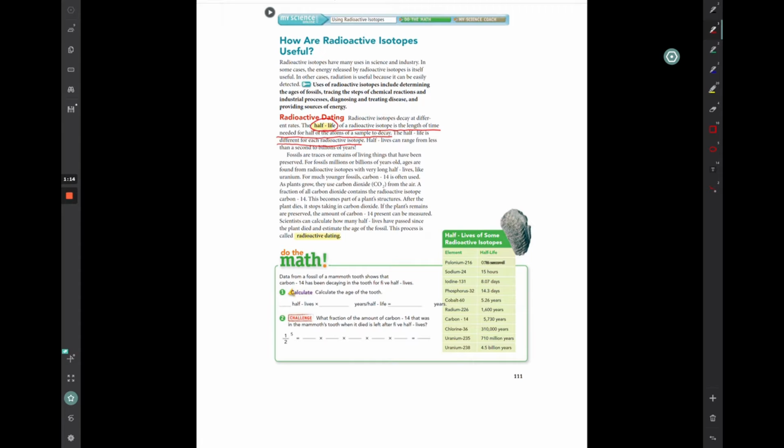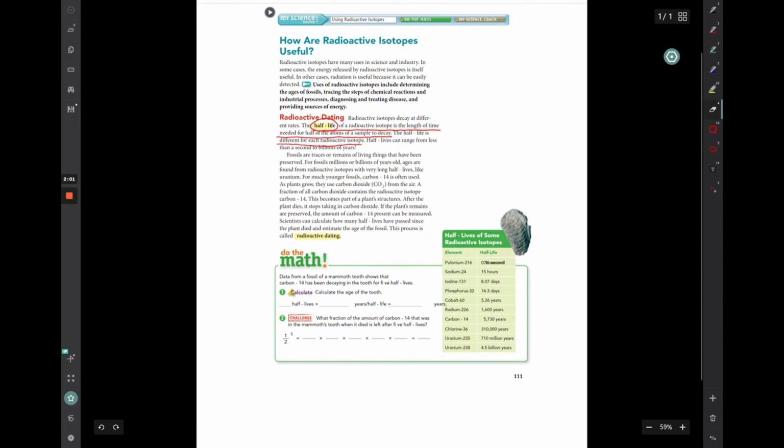So what that basically means is that as this atom begins to decay, it takes a certain amount of time for it to decay. So the half-life is basically a measure of how long it takes for half of that sample to decay or to go away. There's a chart here at the bottom that gives you the half-lives of some common radioactive isotopes. You can see that polonium is like a fraction of a second, whereas uranium-235 is 710 million years. So that means it would take 710 million years for half of the atoms to decay.